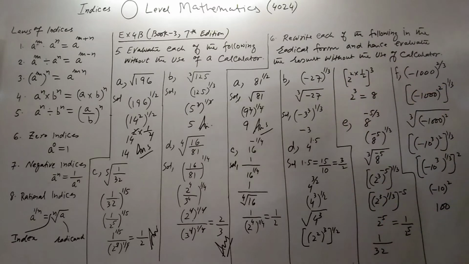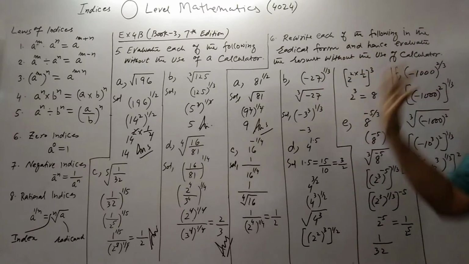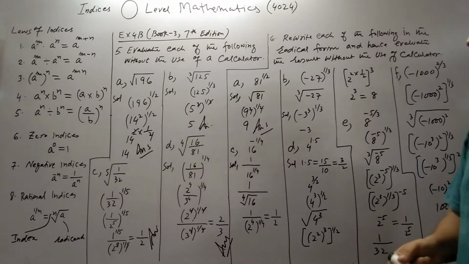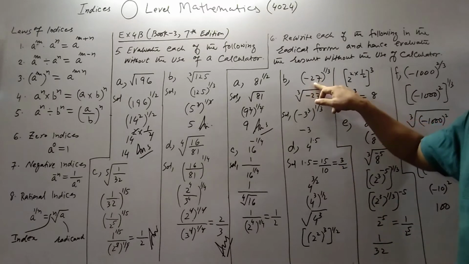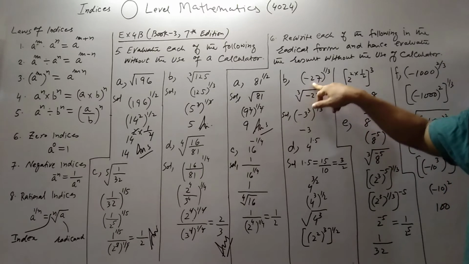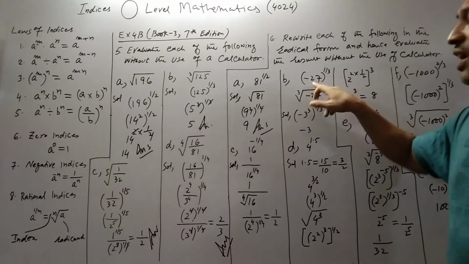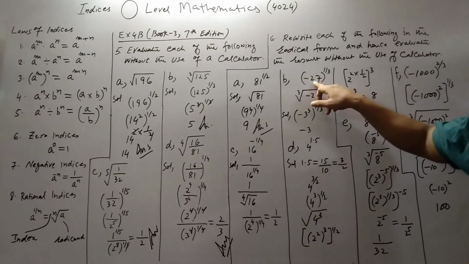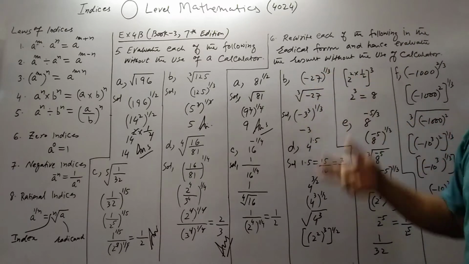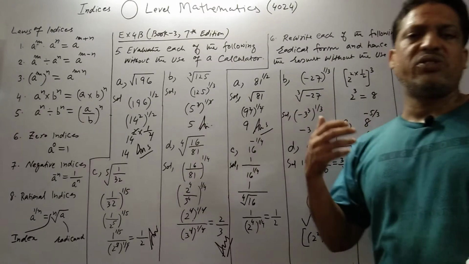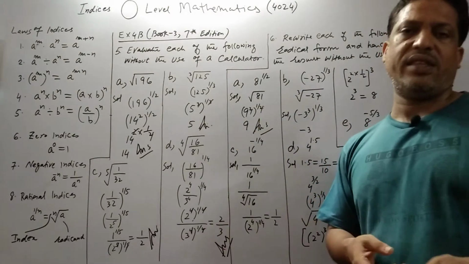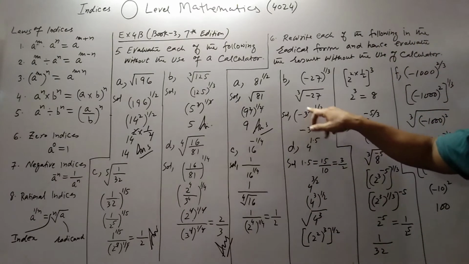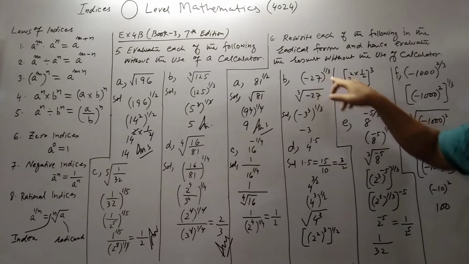Now the next part is to evaluate the result without the use of a calculator. How to evaluate? It's very easy. Find a number whose cube is 27, because we need to cancel this 3. Obviously, we have to write 3, because 3 cube is 27. Why? 3 cube means 3 into 3 into 3. 3 3s are 9, 9 3s are 27. So the answer is minus (3^3) to the power 1/3.